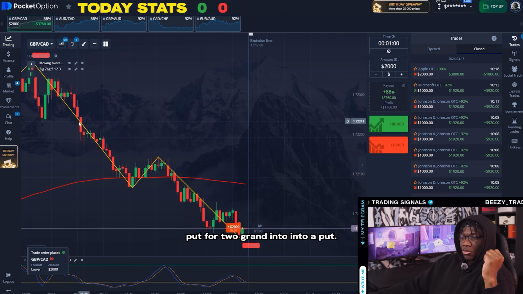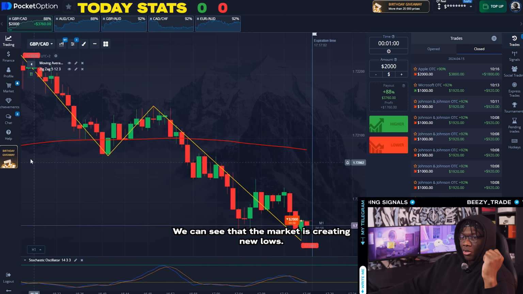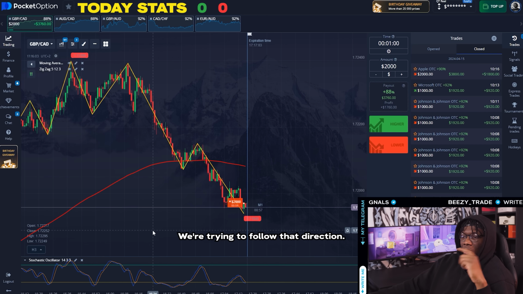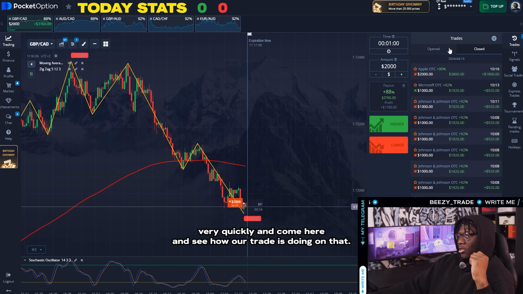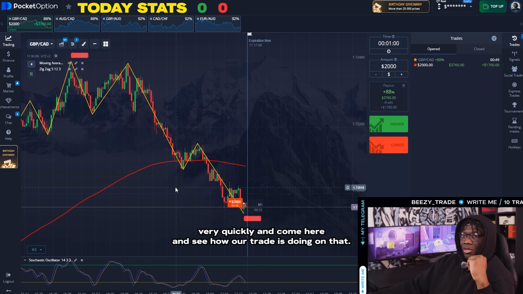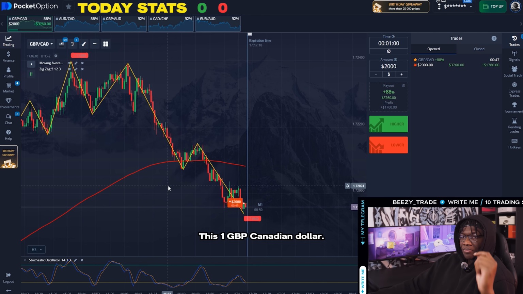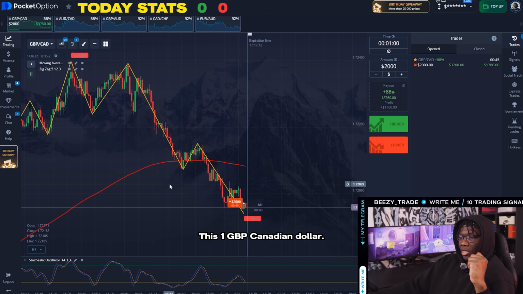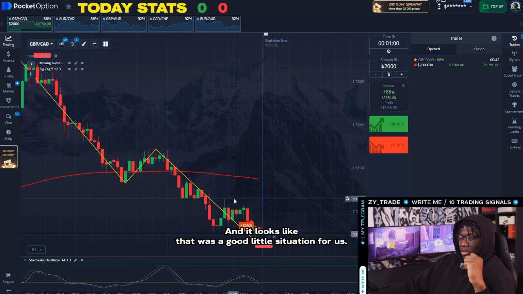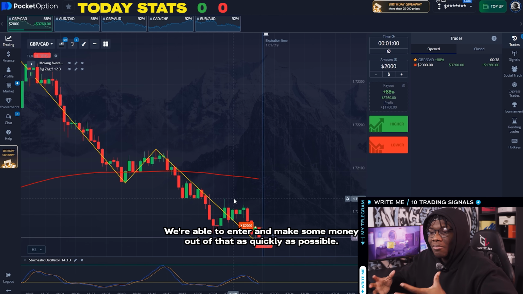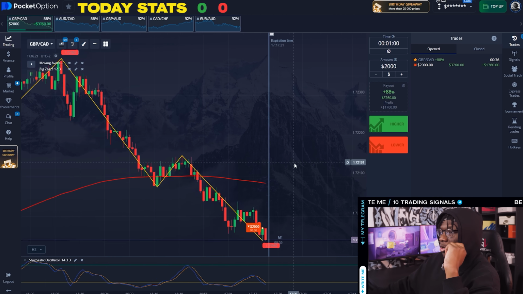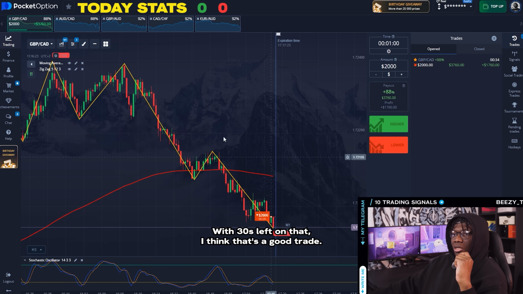For $2 grand, enter into a put. We can see that the market is creating new lows, and we're trying to follow that direction. We enter into that trade very quickly and come here to see how our trade is doing. That's on British pound, Canadian dollar, and it looks like that was a good little situation for us. We're able to enter and make some money out of that as quickly as possible. With 30 seconds left on that, I think that's a good trade.